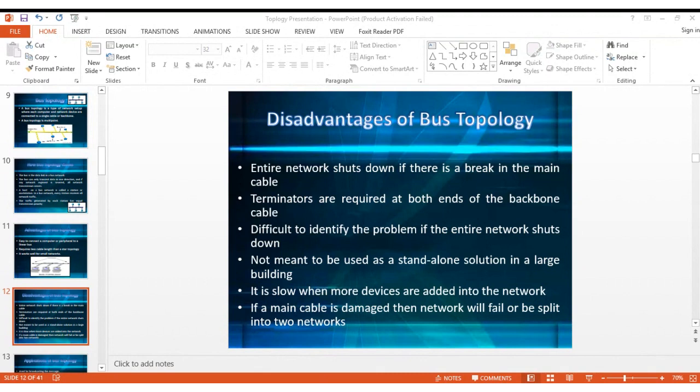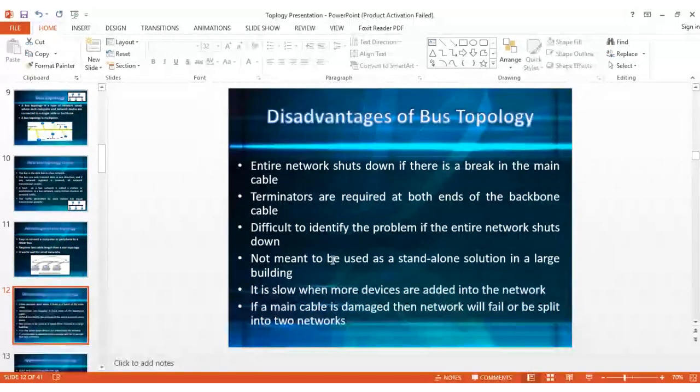But now, this topology has a lot of limitations. It has several limitations. Because if there is a problem with the main linear transmission cable, the whole network fails. The entire network shuts down if there is a break in the main cable. Remember, the main cable supplies the signals, it supplies information to all other computers. So in case there's a problem, the entire network fails.